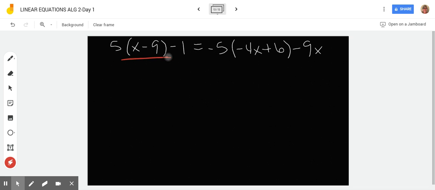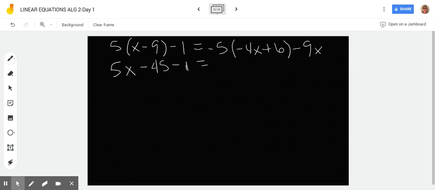PEMDAS says do what's in the parentheses first. Well, these aren't like terms. You can't add them. But you want to eliminate the parentheses. That's the problem. The x is stuck inside. We got to get the x outside, and the only way we can do that is distribute. Okay, so now we're going to go 5 times x, which is 5x, 5 times 9, which is 45, minus 1 equals -5 times -4.